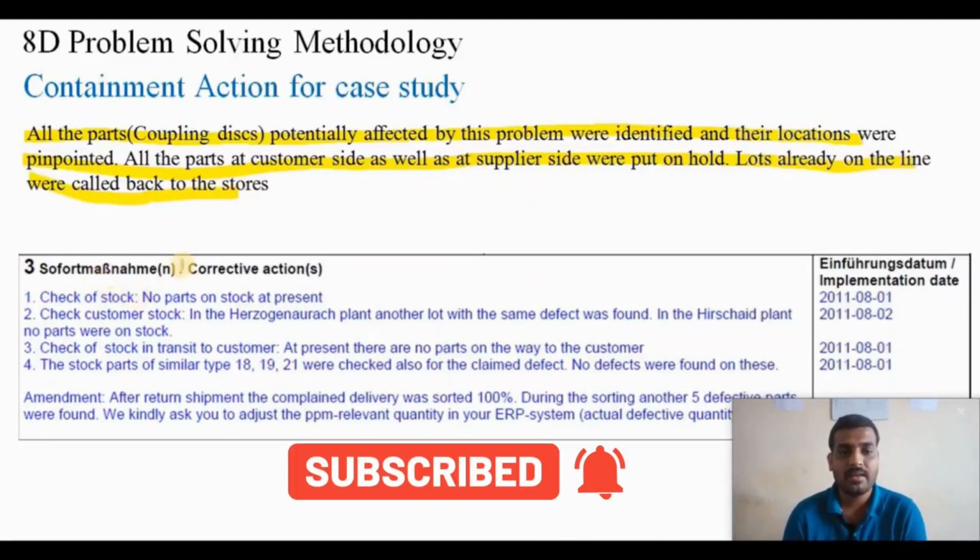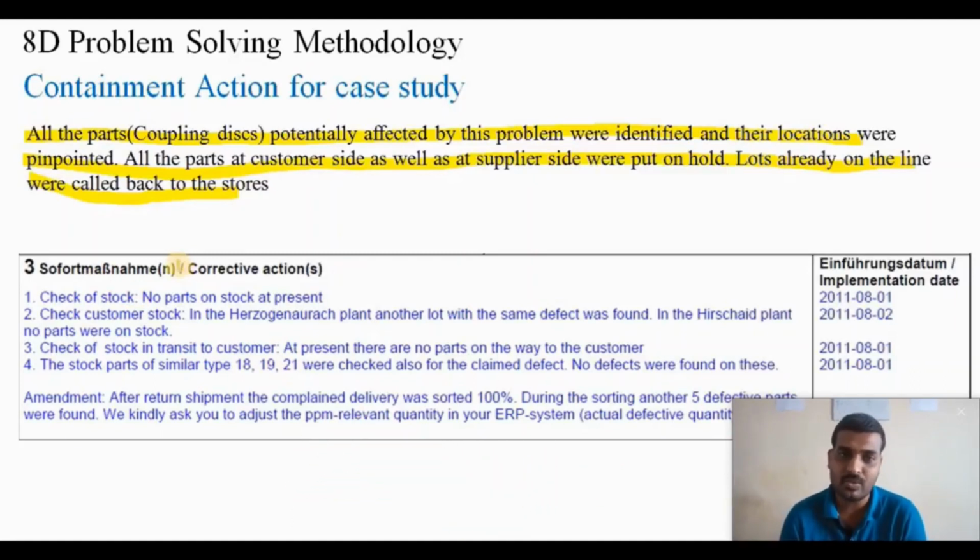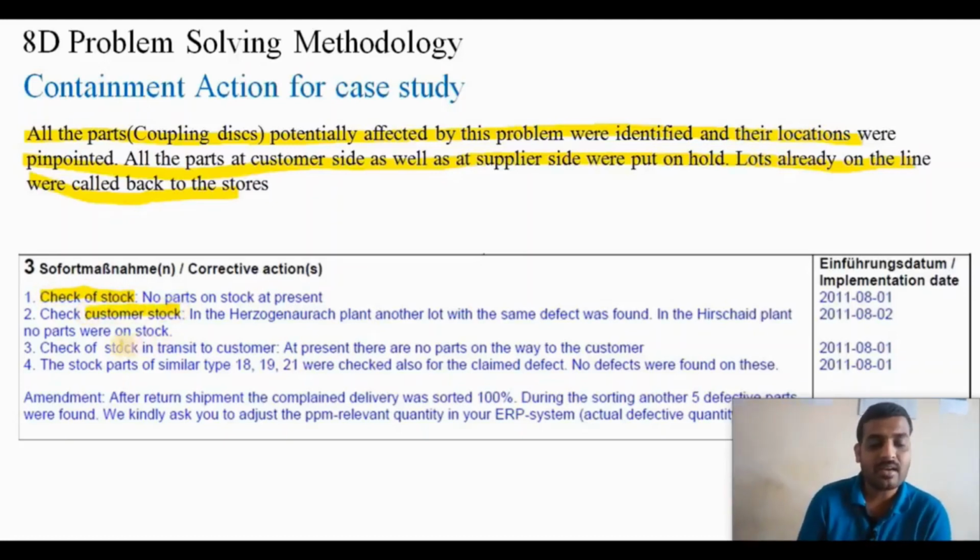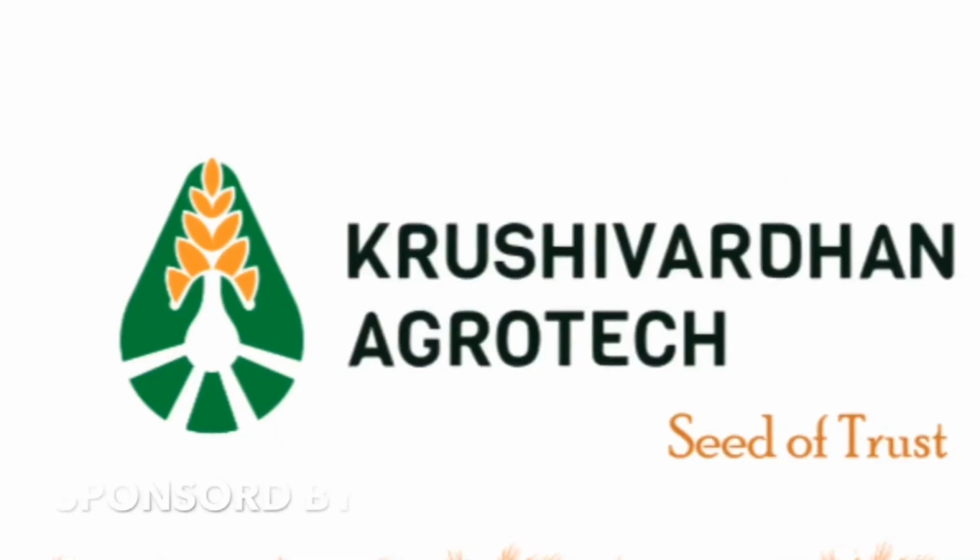Okay, now we will see the containment actions from the sample 8D report. What they have done, they have checked their stocks. Also they have checked the stock at the customer level. Then they have checked the stock in transit to the customer level. Okay, also they have checked for the similar.